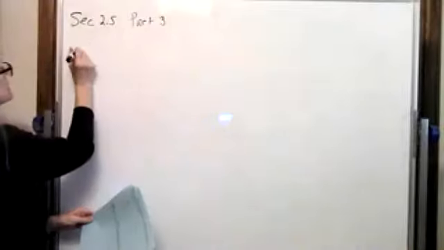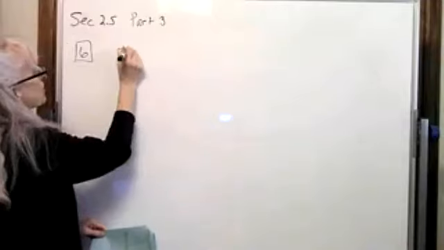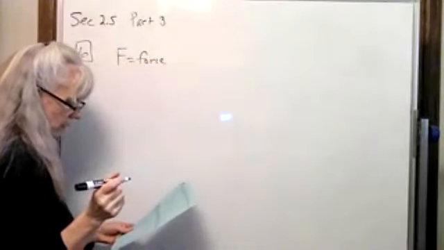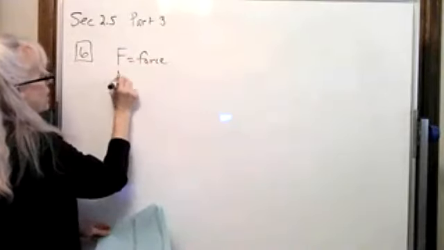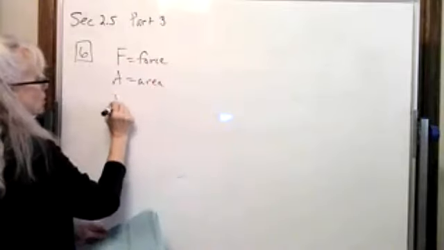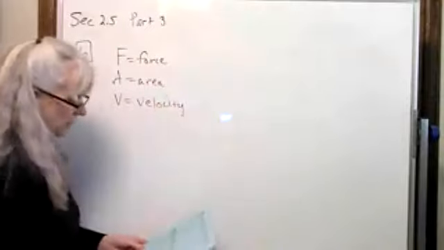So in example 6, let's come in and define some variables. I'm going to let F stand for force. That's the force of the wind. We also need the area, so we'll use A for area of the surface. And then finally, the square of the velocity, so I'll use V for velocity, how fast the wind is blowing. Okay, now we can write our equation.